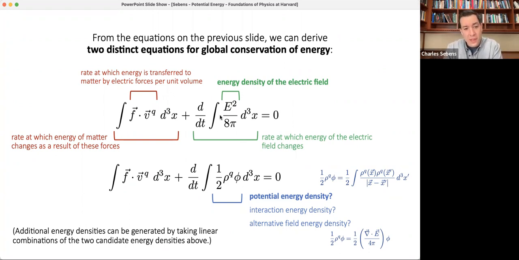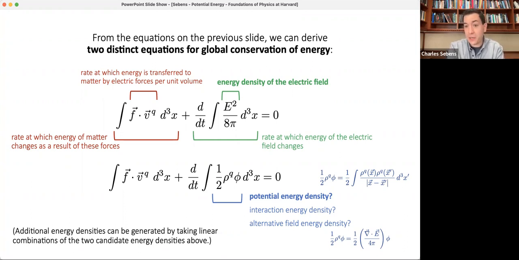So what we have here, F dot V, gives you a rate at which energy is transferred to matter by electric forces per unit volume. So F is the force density, force per volume. V is distance over time. So you sort of have a force times distance on the top. You have a per volume and you have per time. So you can think of this as a rate at which energy is transferred per volume per time. We can integrate it over all of space to get a rate at which energy of matter is changing as a result of electric forces.